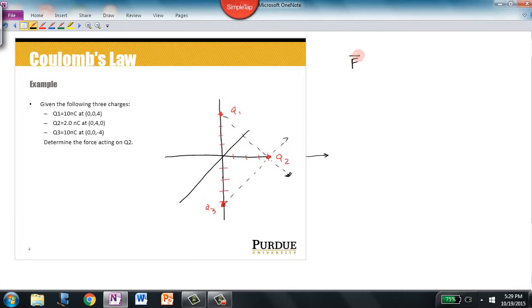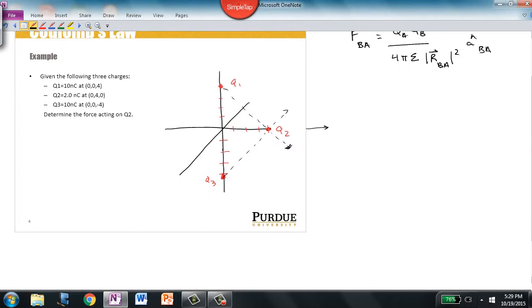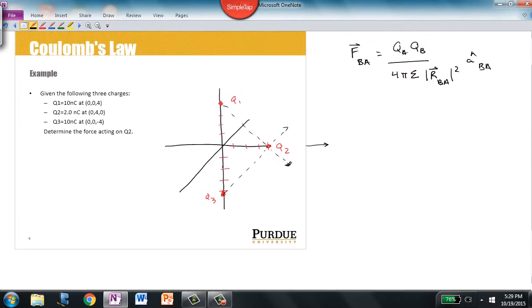So just remember, Coulomb's law says that the force acting on point B from a charge located at point A is equal to Q_A Q_B over 4 pi epsilon times the magnitude of R_BA squared, times a hat BA. Okay, that's the general formulation of Coulomb's law, and that's what we need to apply in this situation. So the first thing we're going to do is determine the force acting on 2 from 1.